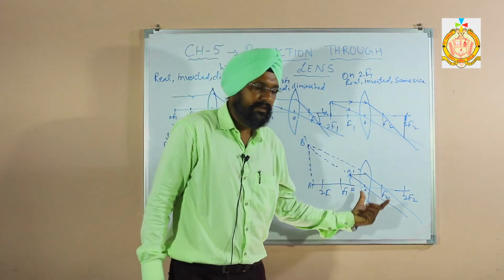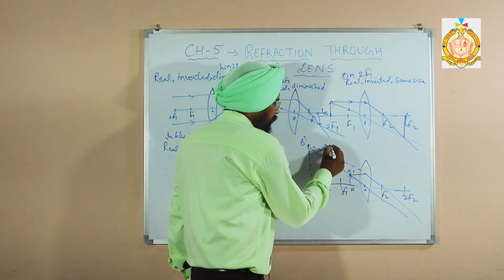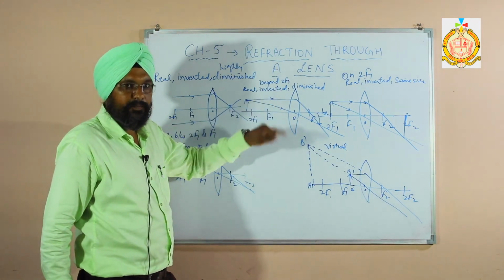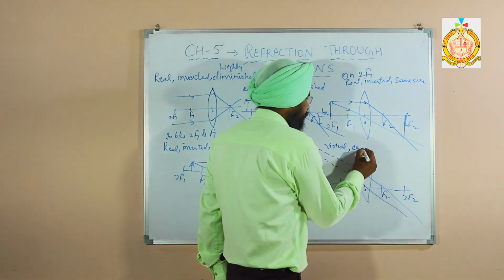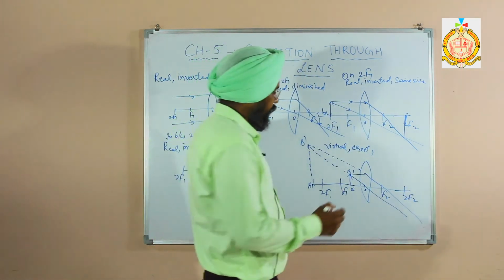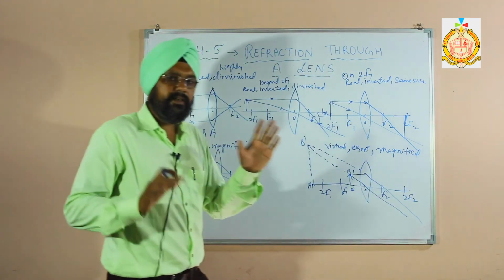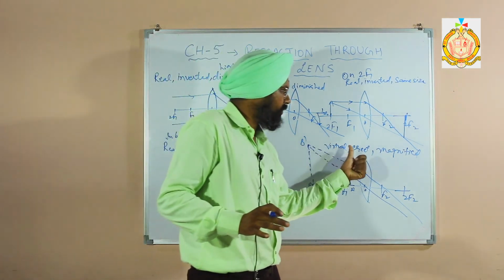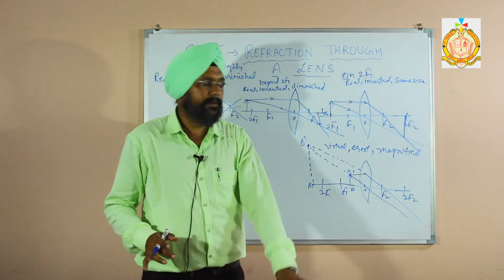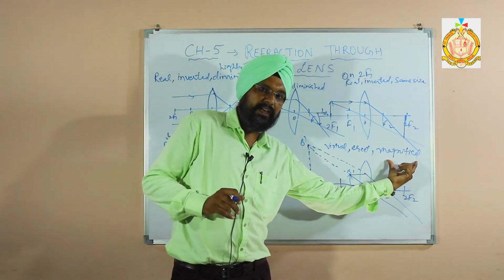Now, what are the characteristics? The image will not be real. Opposite to real, that is virtual. It will not be inverted. Opposite to inverted, it is erect. And the third one is magnified. In the concave lens, students, you will always get virtual, erect and diminished, but in the convex lens only one case is there where you will get virtual, erect and magnified.